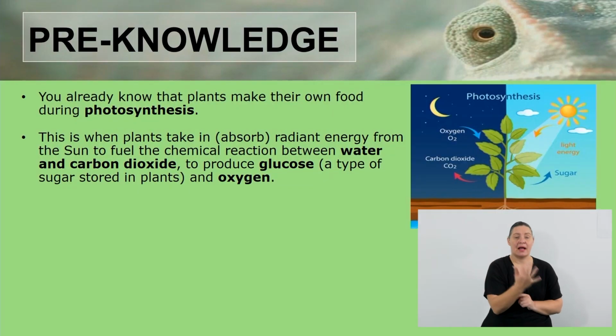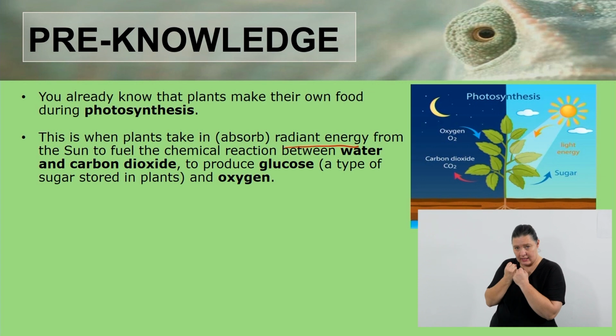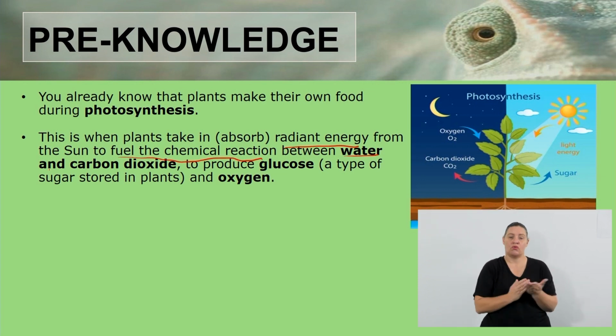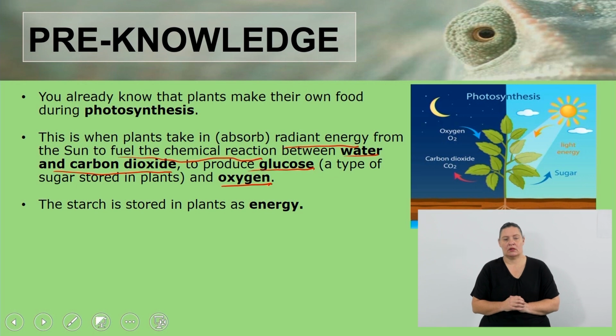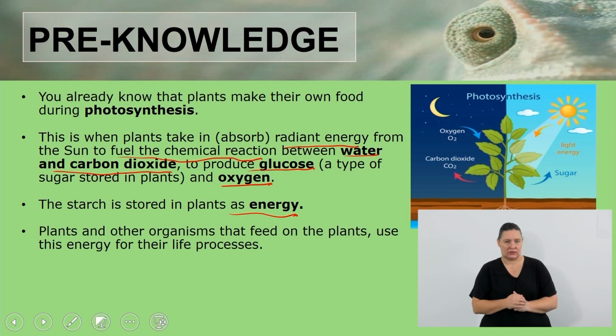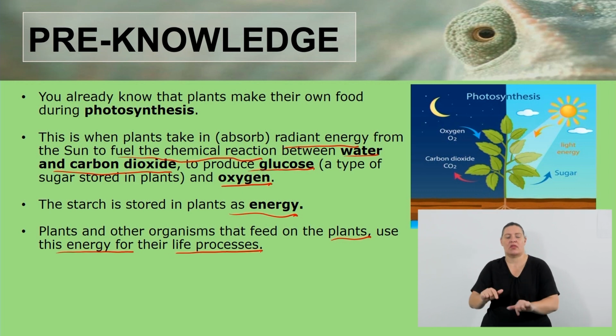For this lesson, you should already know that plants make their own food through the process of photosynthesis. This is when the plant takes in radiant energy from the sun to fuel chemical reaction between water and carbon dioxide in the chloroplast to produce glucose, which is a type of sugar that is stored in the plant, and also to produce oxygen. The starch is stored in the plant as energy.